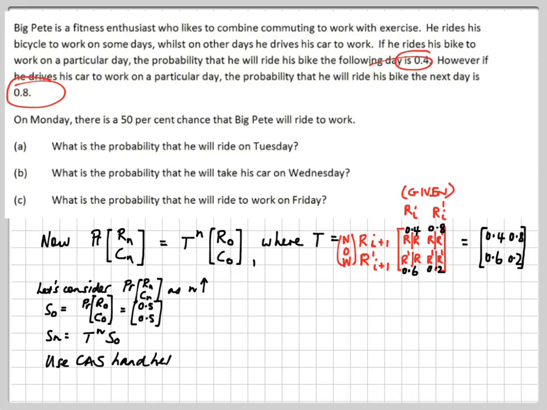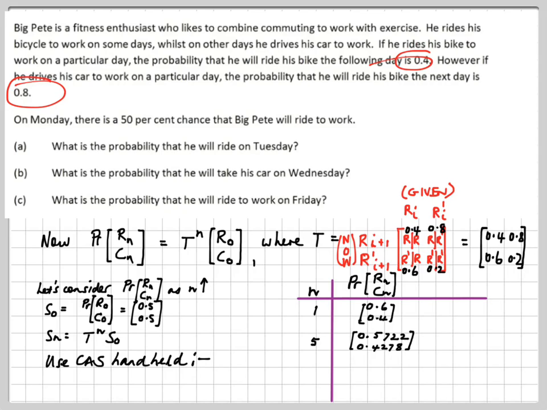Good. Now we're going to use the CAS handheld to explore what happens. Now, when n is 1, I got my trusty handheld to just multiply T by the initial state matrix, and I got 0.6 and 0.4. So it's 0.6 probability he's going to ride and 0.4 probability he's going to take the car. Now after 5, that's T to the 5 times the initial state matrix, this is what we get. A little bit different.